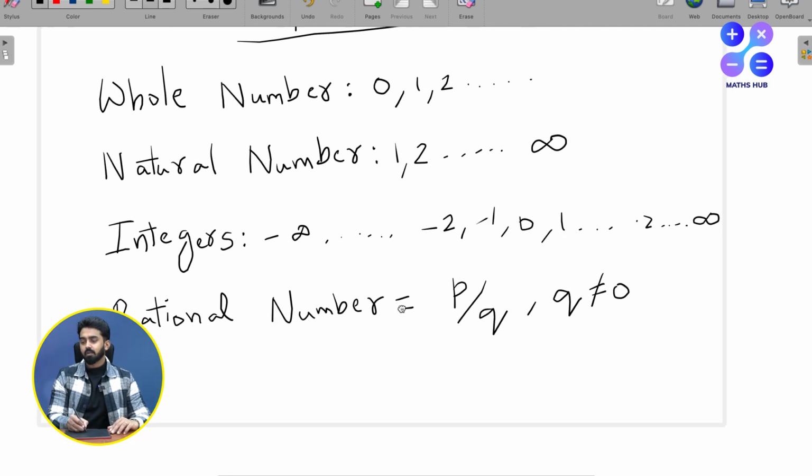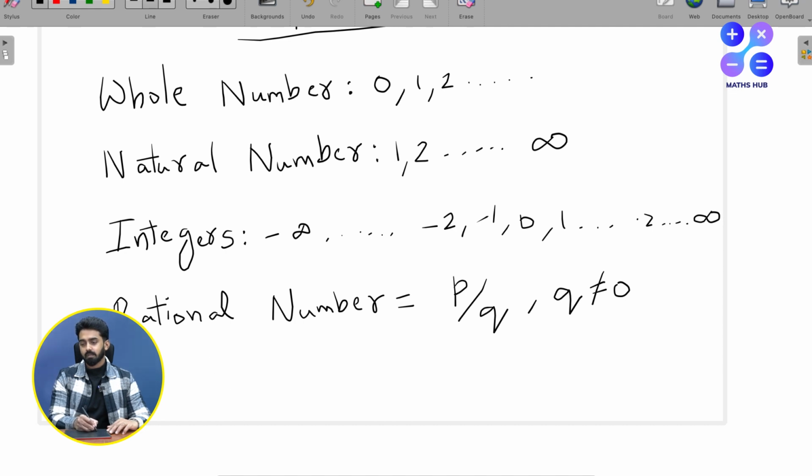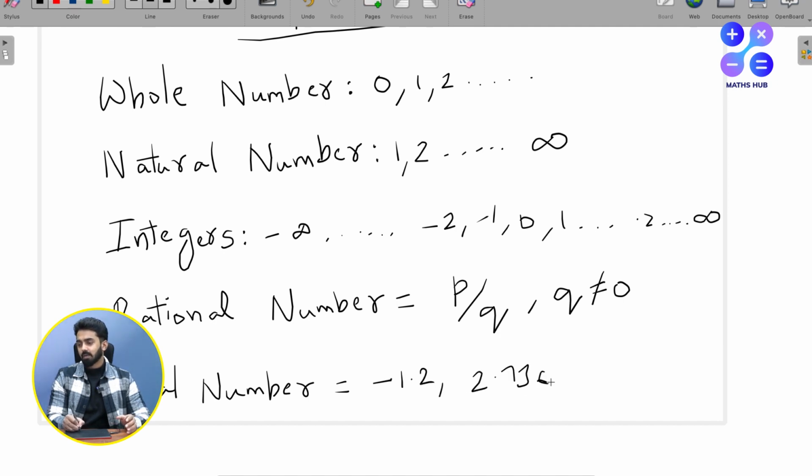And finally, you have your real numbers, right? So real numbers include everything that is possible. Any number that you can imagine will be under the purview of real numbers, right? So any number like minus 1.2 or 2.736 or any other number that you can imagine are all real numbers.